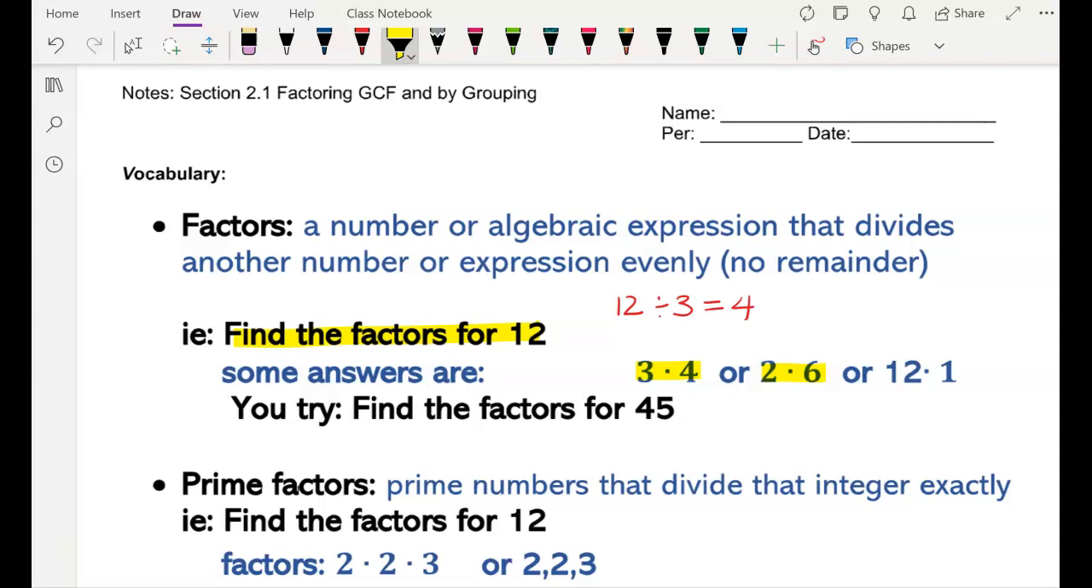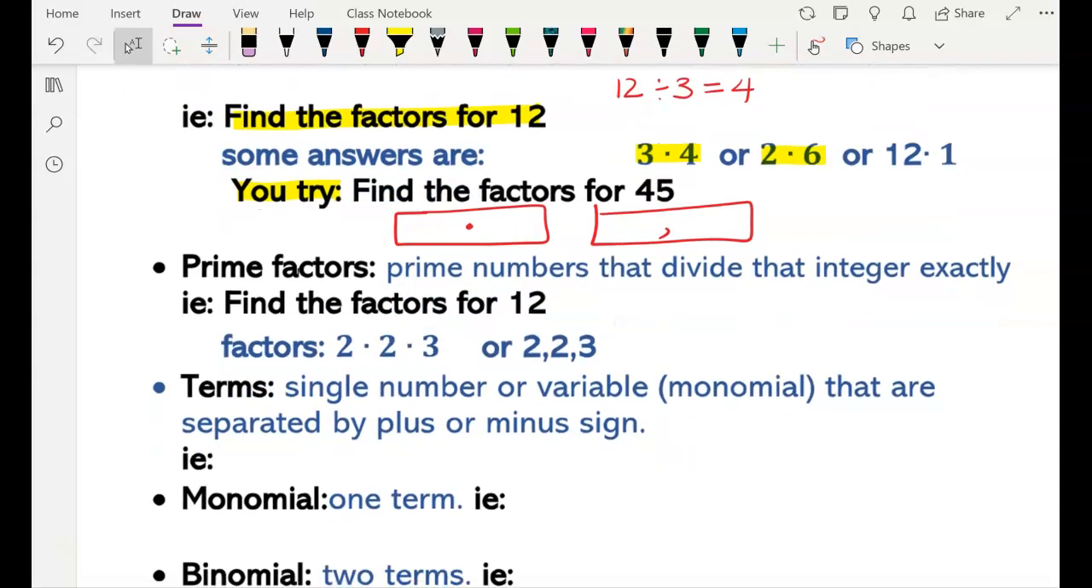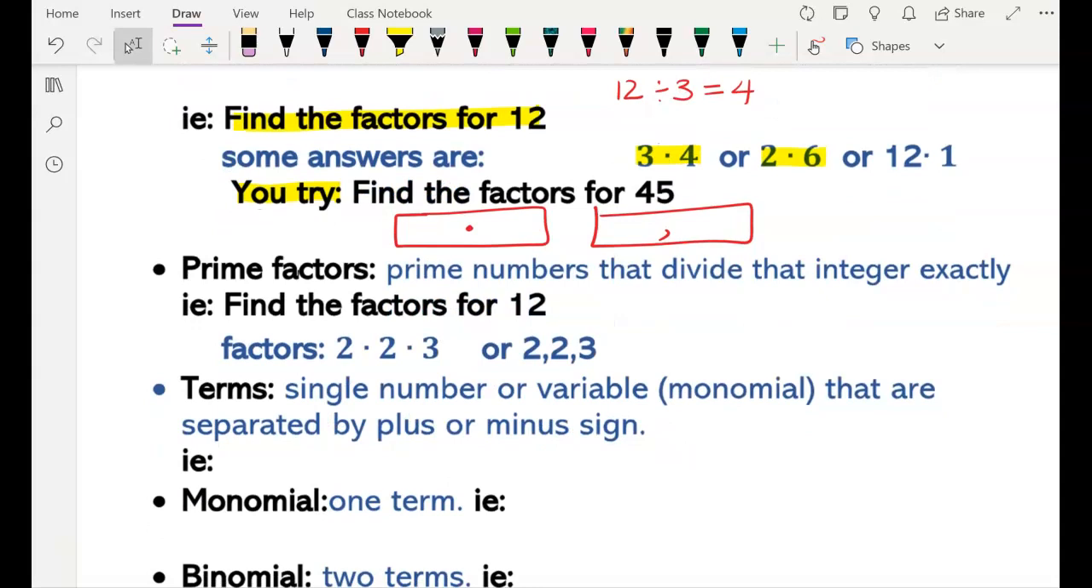Right now, I would like for you to do this question. Give me the factors for 45. Remember, your answers will vary. So go ahead and write that in, box that up. You can do the dot, whatever numbers you have. You can even do a comma, something like that.